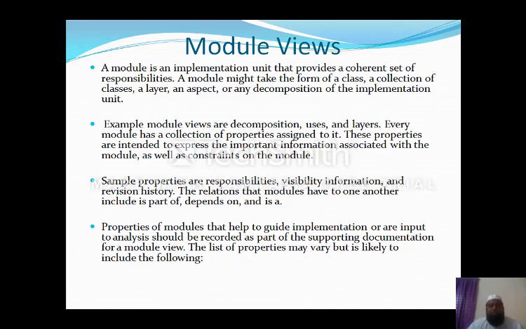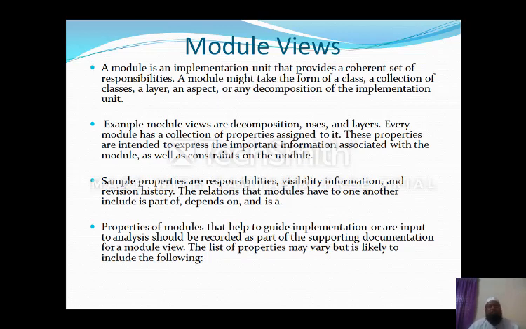Now, if you see some of the types of views, you can see module views. A module is an implementation unit that provides a coherent set of responsibilities. Simply I can say responsibility is nothing but a functionality. A module might take the form of a class, part of a class, or a collection of classes. A module can be a layer, a class, a component, an aspect, or any decomposition of the implementation unit, or simply I can say a functionality itself is a module. For example, module views are decomposition, uses and layers. These are the three types which we can consider as examples for the module.